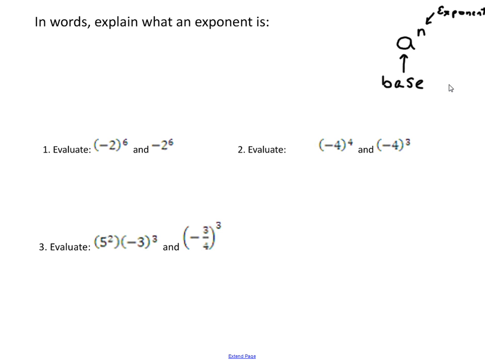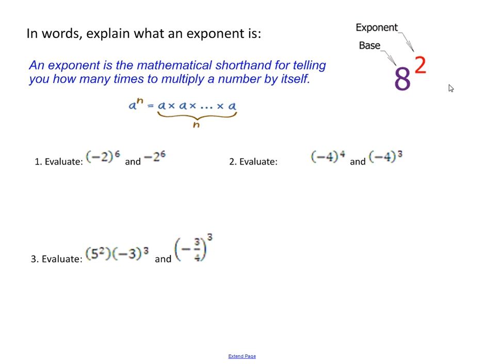So knowing that definition, what should we say? Well, an exponent is the mathematical shorthand for telling you how many times to multiply a number by itself. Any base, a, raised to an exponent n, is the number a multiplied by itself n times. For example, if our base is 8 and our exponent is 2, then 8 squared is the same thing as 8 times 8, 8 repeated in multiplication by itself twice. The answer to that, of course, is 64.